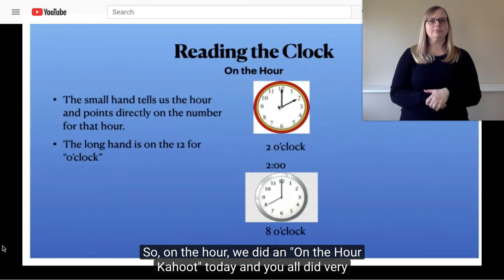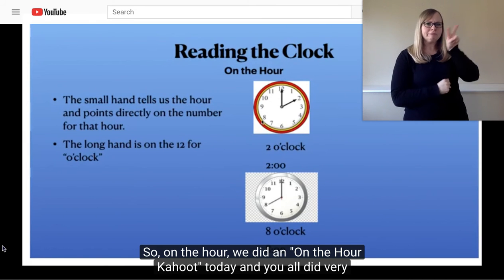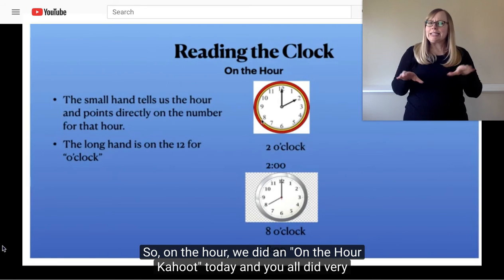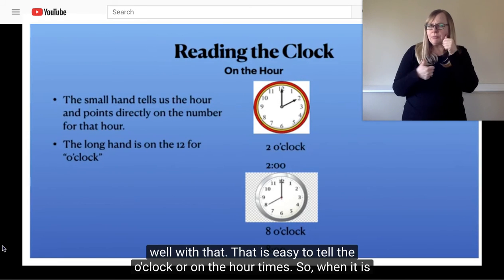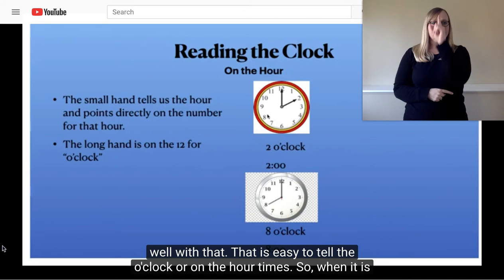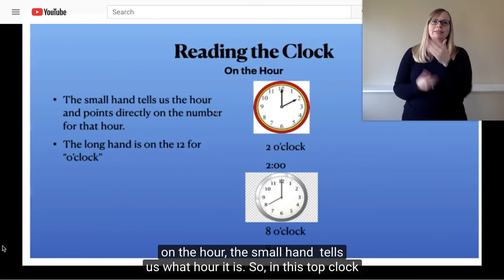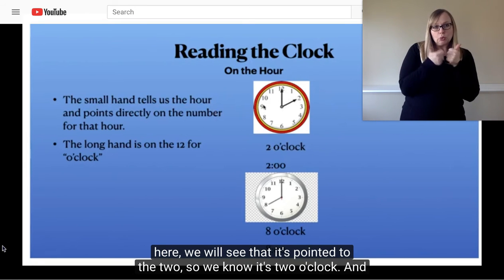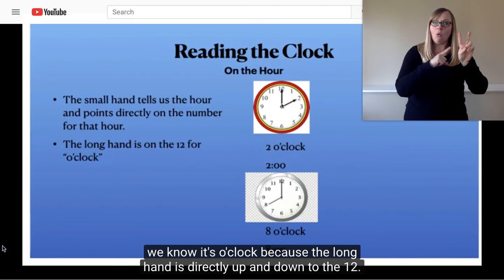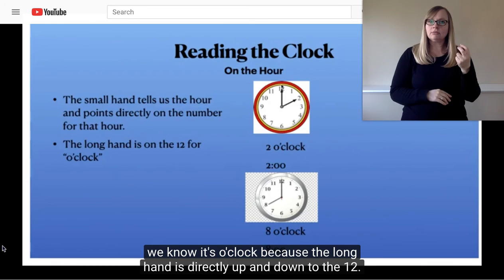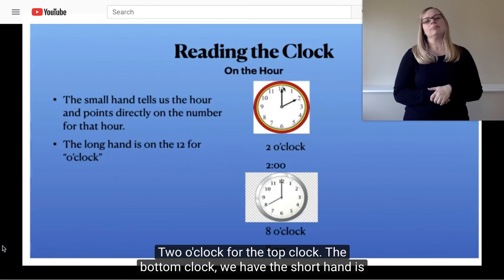Reading the clock. So, on the hour. We did an on the hour Kahoot today, and you all did very well with that. It is easy to tell the o'clock or on the hour times. So when it is on the hour, the small hand tells us what hour it is. So in this top clock here, we will see that it's pointed to the 2. So we know it's 2 o'clock, and we know it's o'clock because the long hand is directly up and down to the 12. 2 o'clock for the top clock.